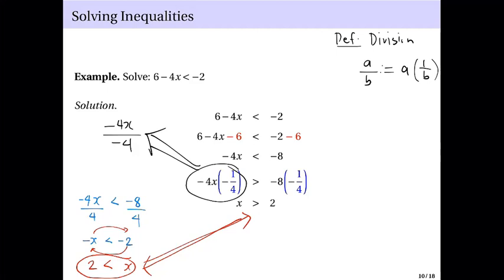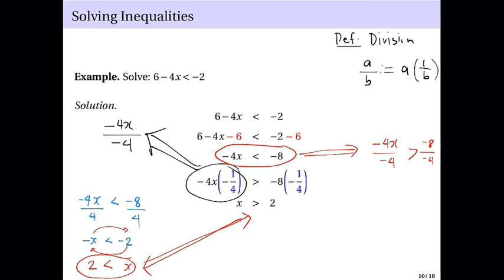Say you are coming from here, and then you divide by -4. So you have -4x, you divide by -4. Since you are dividing by -4, the inequality should change. The inequality should change because again, dividing is just multiplying with the reciprocal. Are we clear on that?